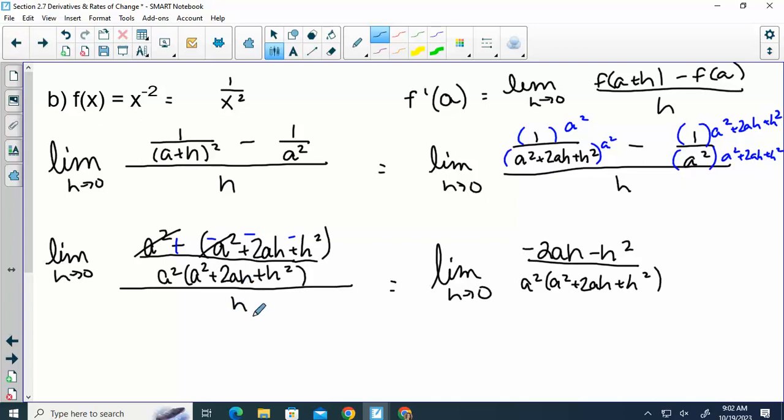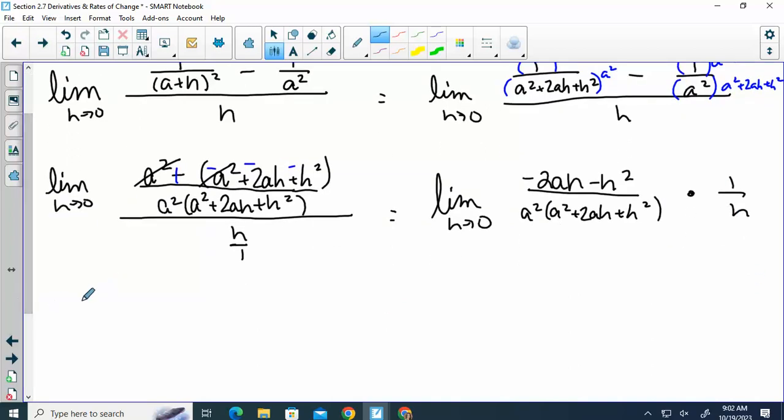This h on the bottom, I could treat that as an h over 1. And how do you divide fractions? So I would be multiplying by 1 over h. What would happen now?